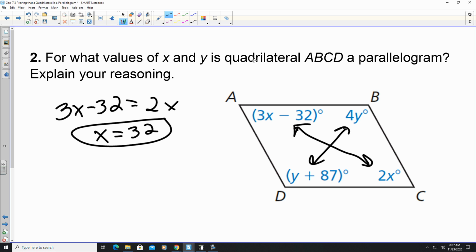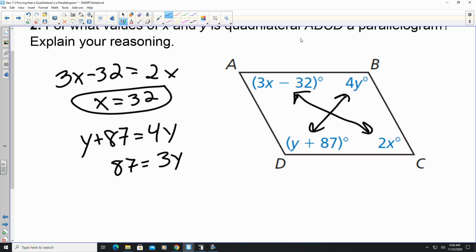For the other opposite angles, we have y. So we have y plus 87 is equal to 4y. I'm going to subtract y from both sides. So 87 is equal to 3y. Divide everything by 3. Y would equal 29.